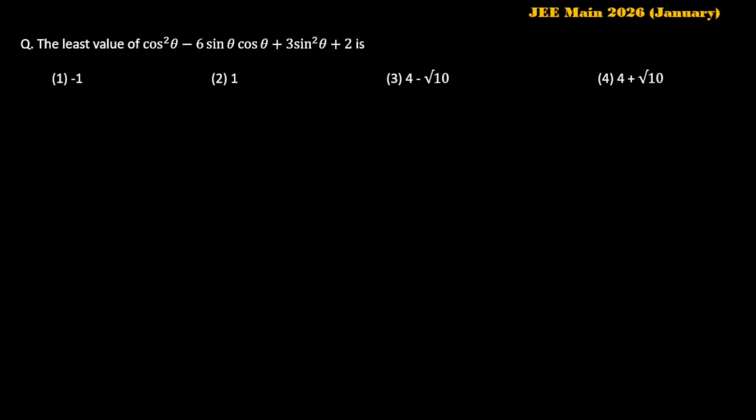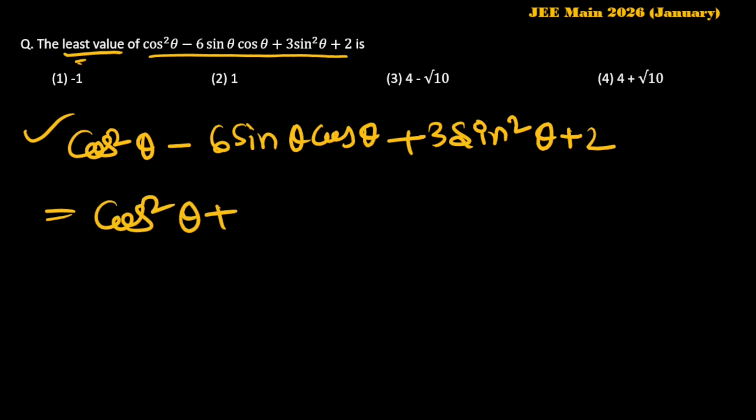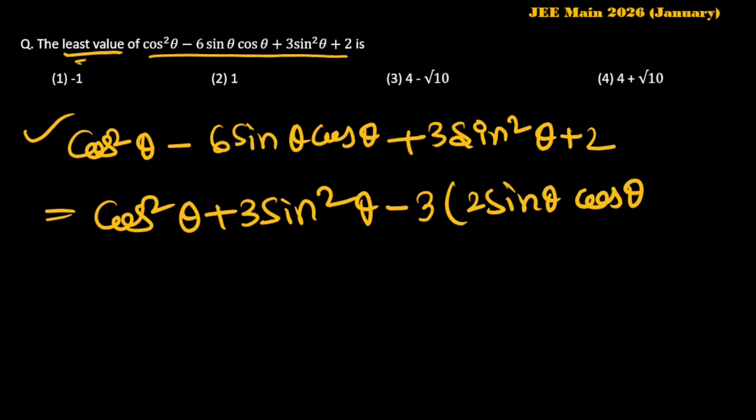Let us first carefully observe the problem. This question asks to find the least value of this function. The function is given as cos square theta minus 6 sin theta cos theta plus 3 sin square theta plus 2. Least value means we want to find the minimum value of this function. So first we write it clearly, cos square theta plus 3 sin square theta minus 3 times 2 sin theta cos theta plus 2.